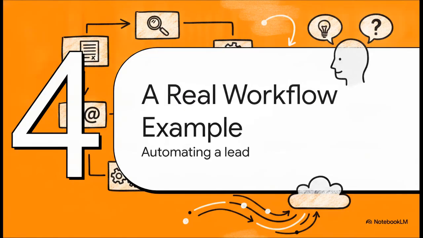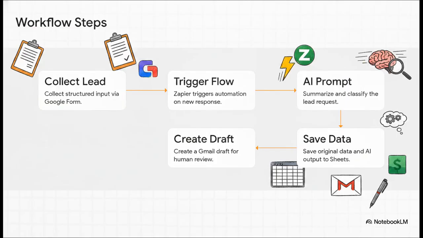Let's move from theory to a concrete application in Section 4, a real workflow example. We are going to automate a new lead inquiry from a sample client named Sarah Johnson. Here is exactly how this build works, step by step. First, we collect the lead using a simple Google form asking for name, email, budget, timeline, that sort of thing. The second that response hits, a Zapier trigger wakes up the automation.